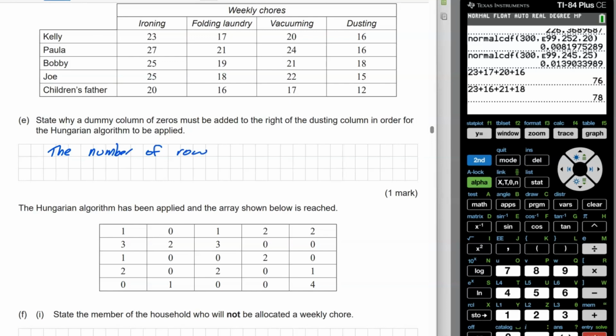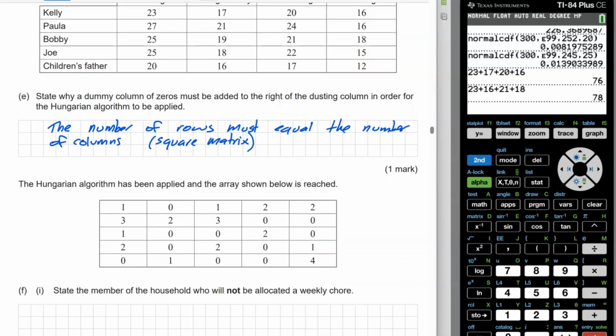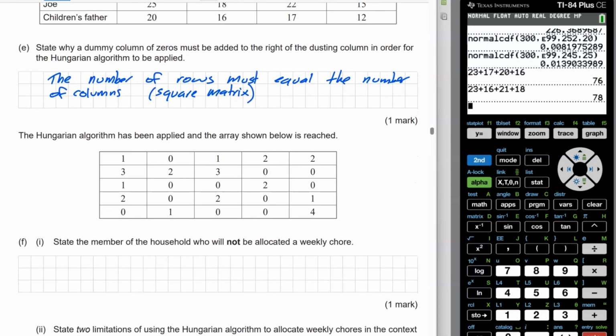Okay, so it says, why is a dummy column of zeros now added in order for the Hungarian algorithm to be applied? Something along the lines of: the number of rows must equal the number of columns, or you could say you need a square matrix. That's why we need the other zeros. So in the background they've added those zeros, and this is the result below. Now we're going to be thinking about doing that allocation. It probably doesn't hurt us to just think about what these headings are.